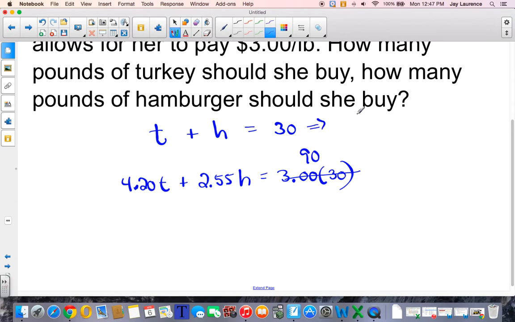So, excuse me, I think I'm going to solve for T on this one. T is going to equal 30 minus H. And so I'm going to have 4 2/10 times 30 minus H. And I'm going to add 2 55/100 H. And that'll equal 90.